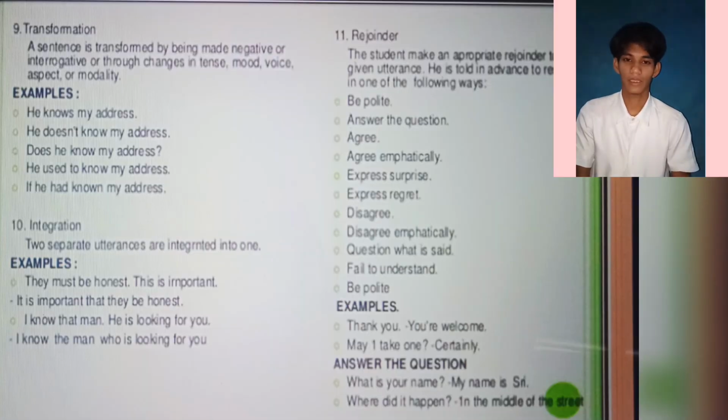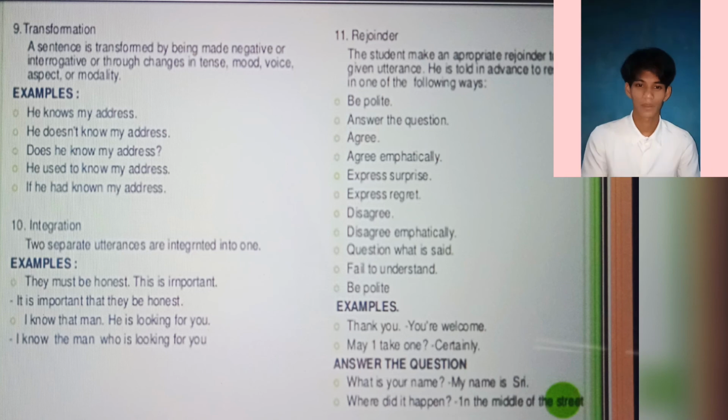Transformation. A sentence is transformed by being made negative or interrogative or through changes in tense, mode, voice, aspect, or modality. Examples. He knows my address. He doesn't know my address. Does he know my address? He used to know my address. If he had known my address.